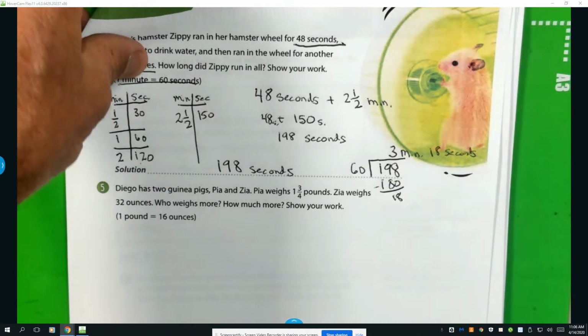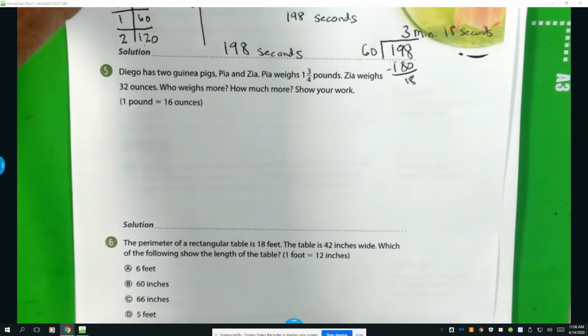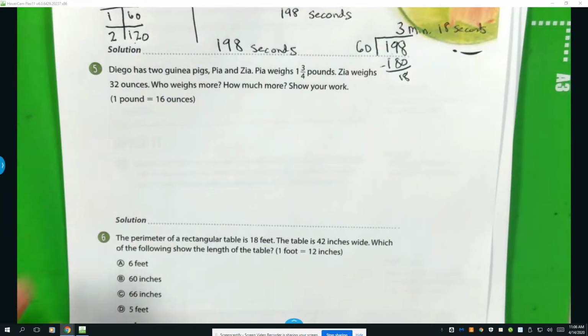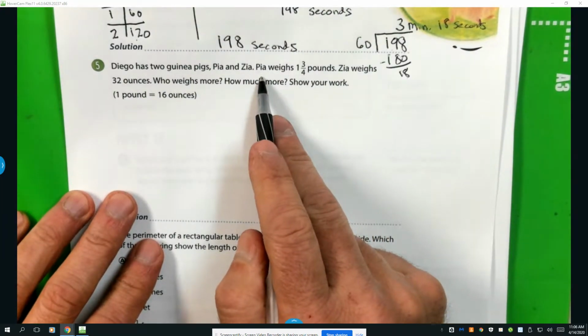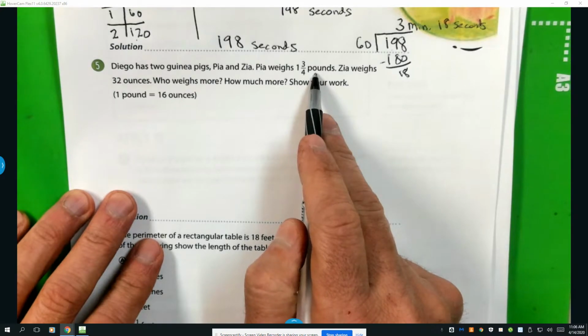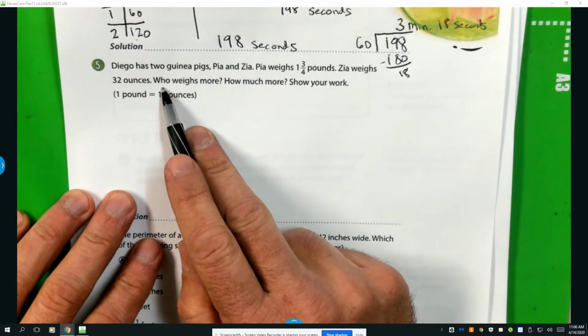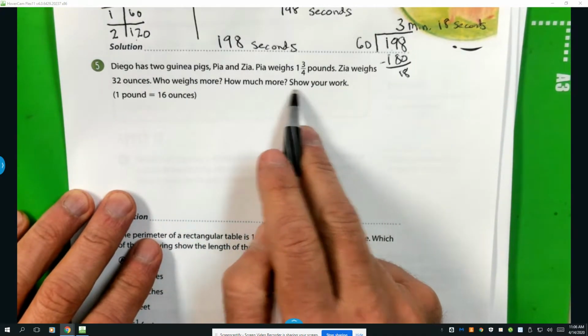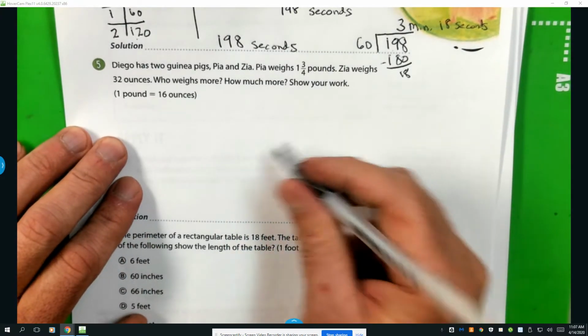Okay, on to number 5. Diego has 2 guinea pigs, Pia and Zia. Pia weighs 1 3/4 pounds. Zia weighs 32 ounces. Who weighs more? How much more? Show your work.